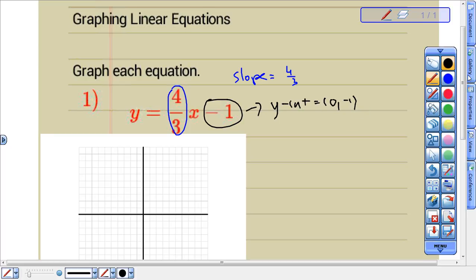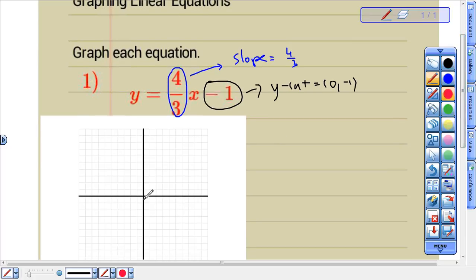Having this information, we're going to start with graphing the y-intercept. So on our graph here, we're going to go down from the center 1 unit, and that is going to be the point (0, -1). The slope tells me how inclined the line is, and it's going to help me find the next point.